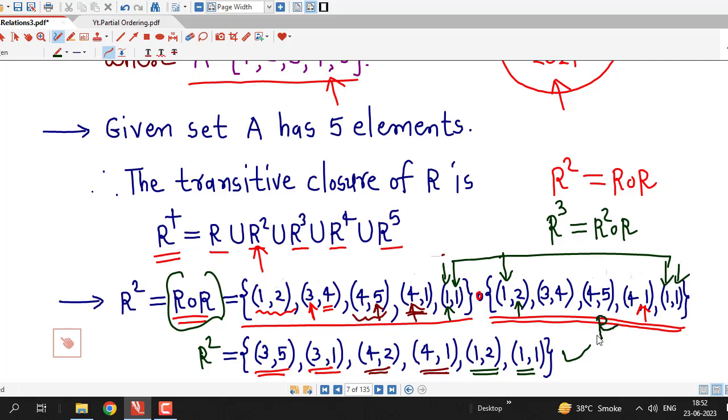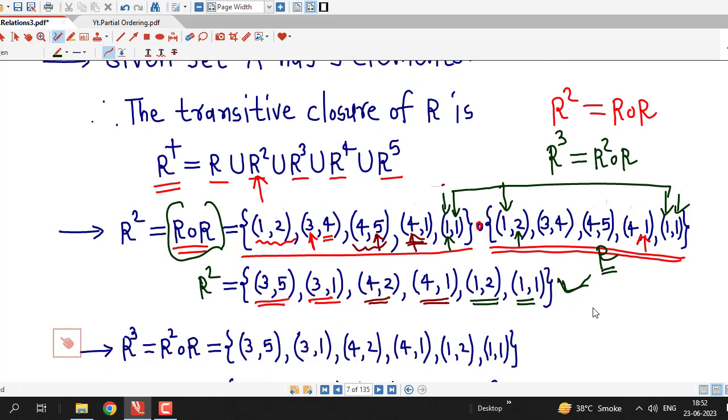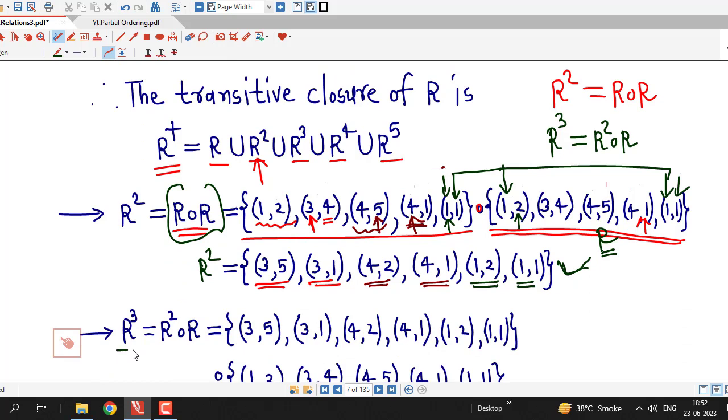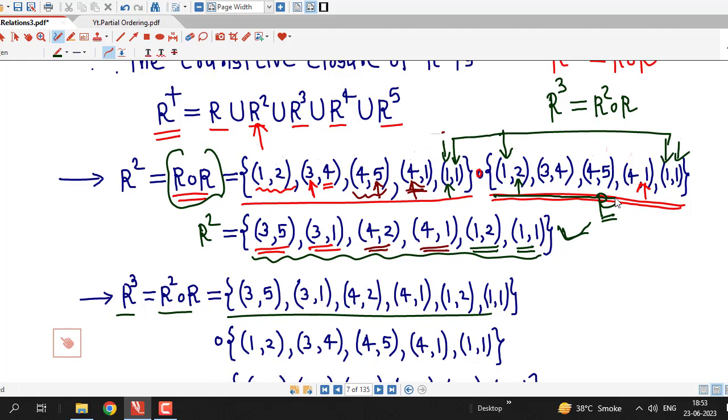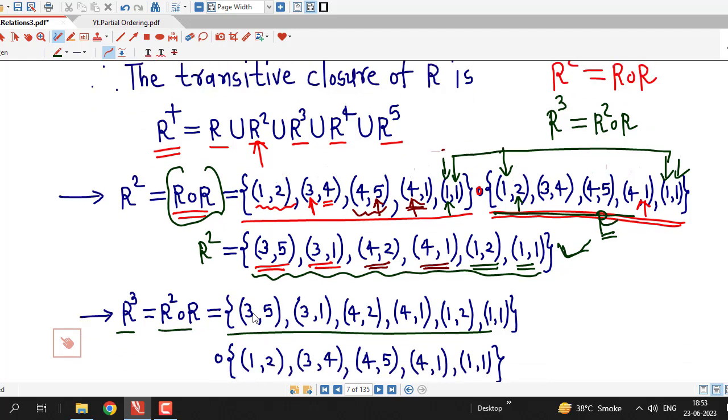This is relation R. So in the next step, we will consider composition of R2 and R. So that I have written here, R3 equal to R2 composite R. This is R2 that I have written from this step. I am writing R2 here, and our relation R is this one that I have written here. So now I have to consider composition of these two sets. This is R2 and this is R.